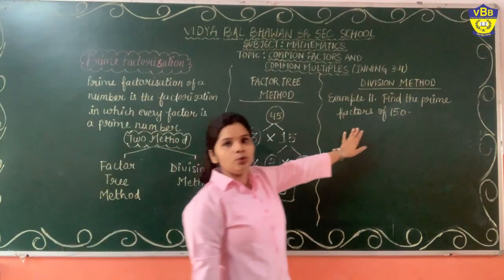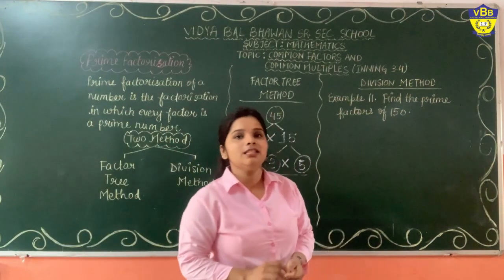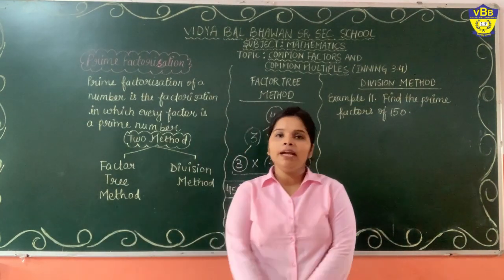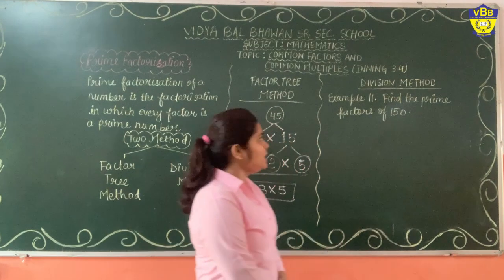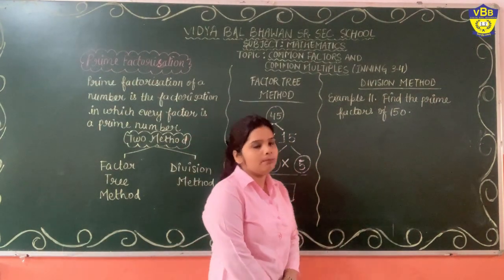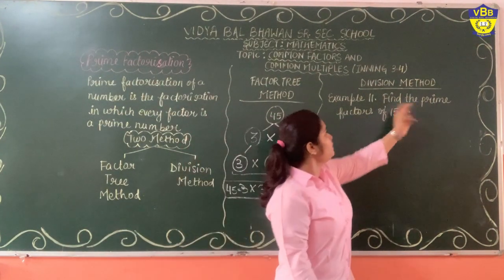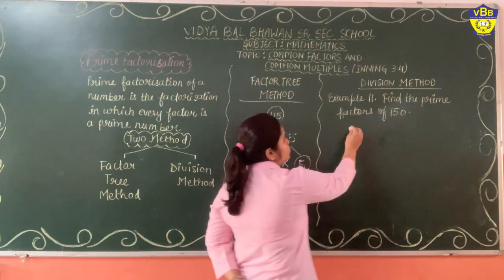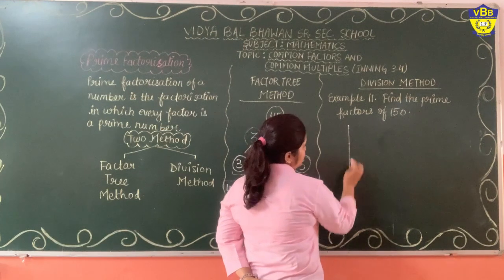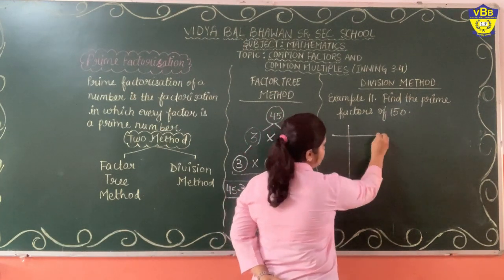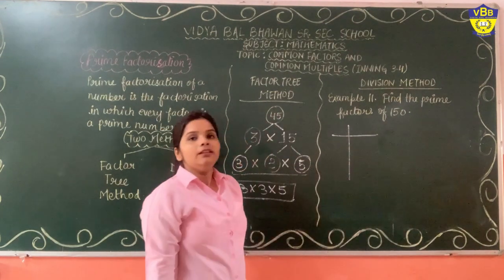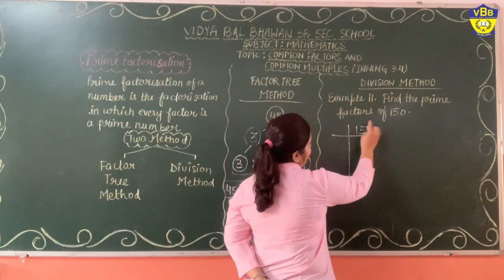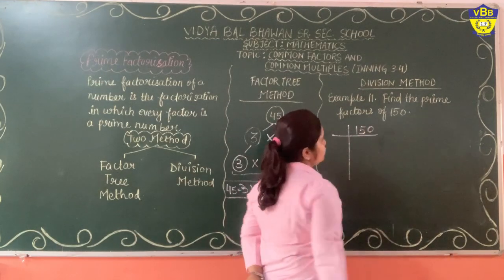Now let's move to our next method, that is the division method. Finding prime factors of the number by the division method. Let us understand this method by an example, that is, find the prime factors of 150. For that you need to make a structure like this, a vertical line and a horizontal line here. Write this number here and now start solving the question.